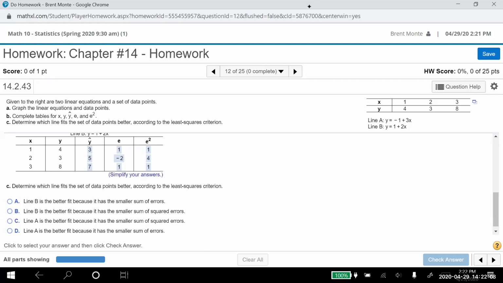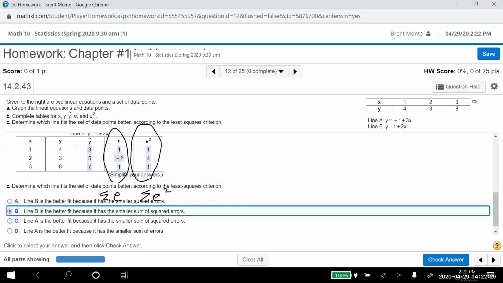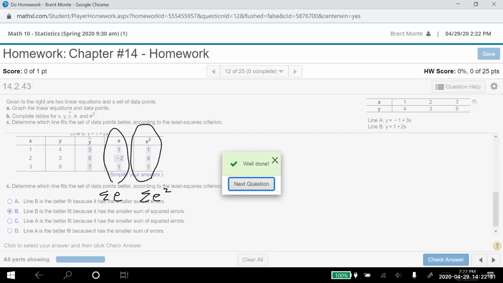The sum of errors, that would have been this column right here. That's the sum of the errors. That's not what we look at. It's this one, the sum of the squared errors, that was the important one. So line B is the better fit because it has the smaller sum of squared errors. So the answer to this one is B. And we check our answer, and of course we get it correct. Fantastic. Okay. So that's how you do those.